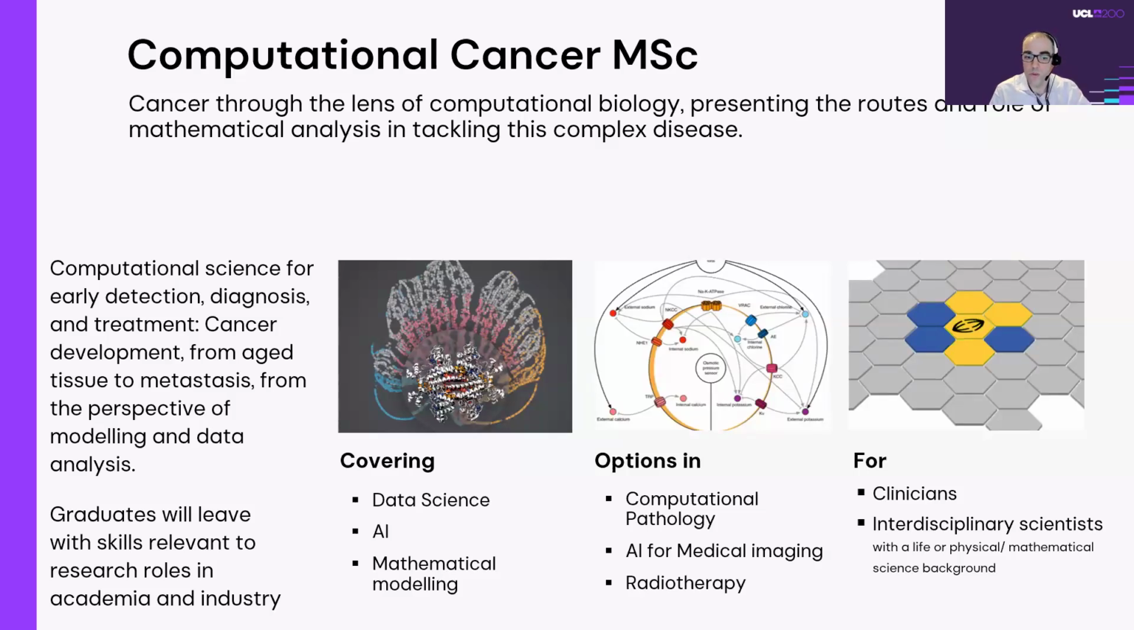The core modules will be covering data science, AI, and mathematical modeling, whilst you'll be able to do options in computational pathology, AI for medical imaging, and radiotherapy. This course has been designed so it is suitable for a broad range of different people with a broad range of different backgrounds, including clinicians who wish to learn new computational mathematical skills to assist their work, and interdisciplinary scientists. Whether you've got a life sciences background or a computational or mathematical sciences background, there is going to be important learning that you can do in this course, and this course will be suitable for you. All graduates will leave with skills relevant to research roles in academia and industry.